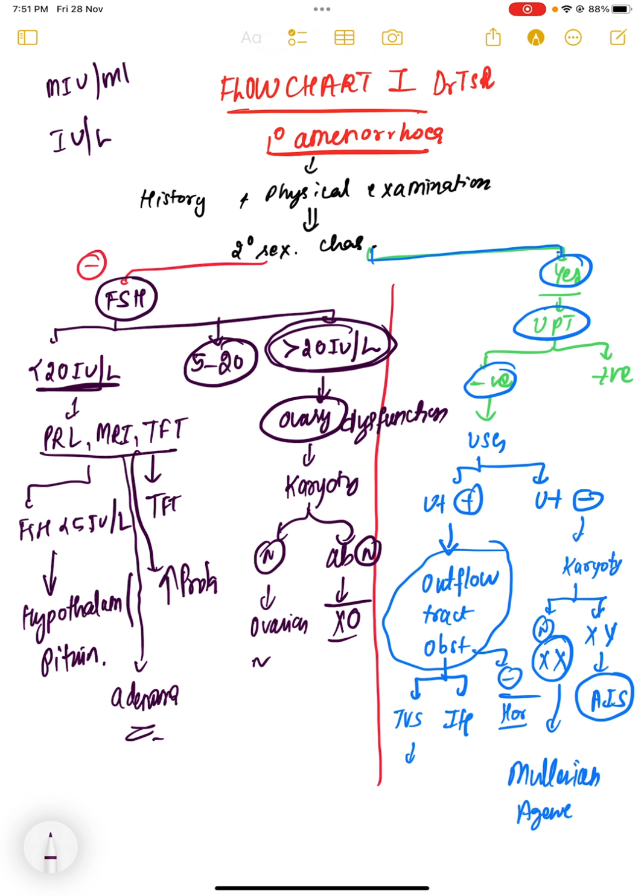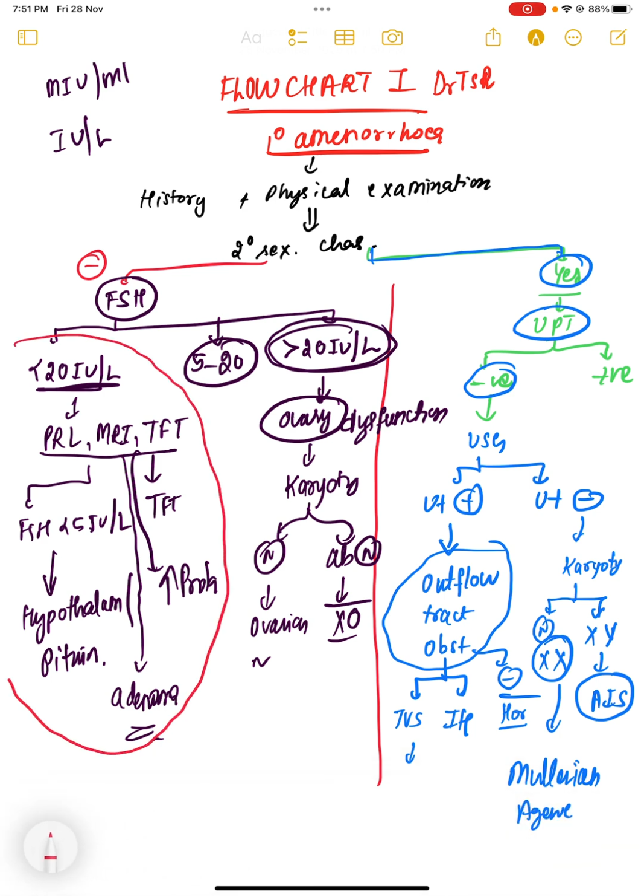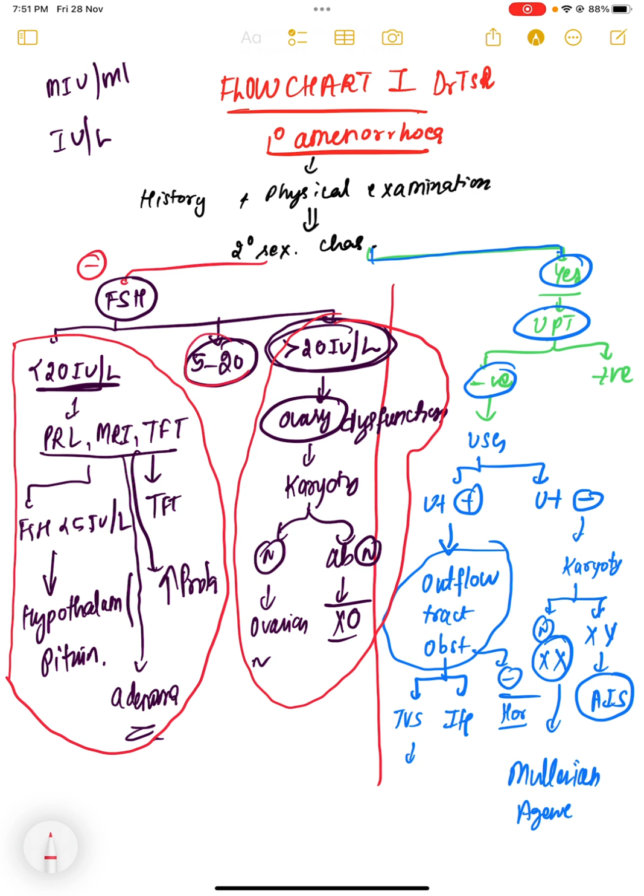I have told you FSH less than 20 also. FSH less than 20, you think of hypothalamus, pituitary, thyroid, all those things. FSH more than 20, you will think of ovary problem, that is ovarian dysfunction. So what to do in between? FSH is between 5 to 20.